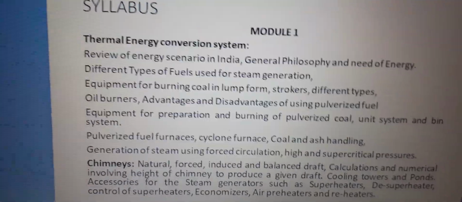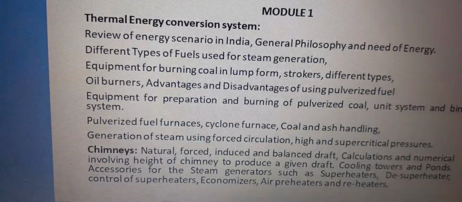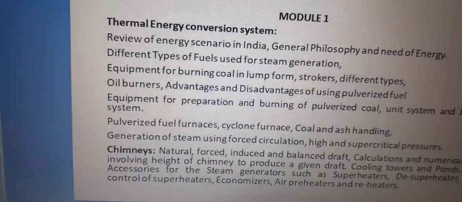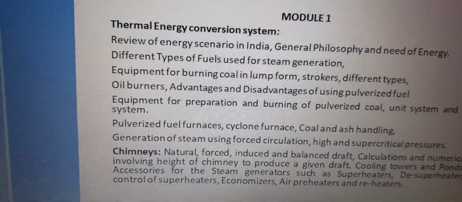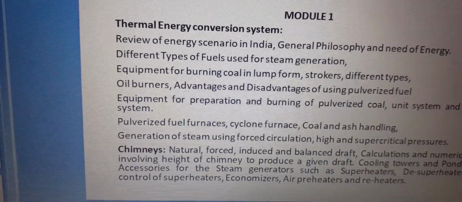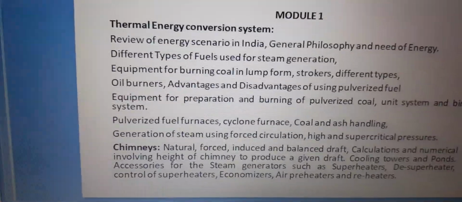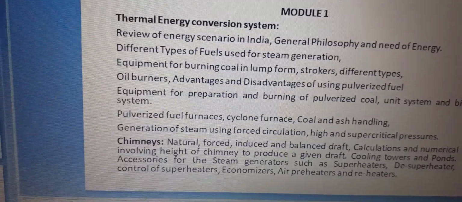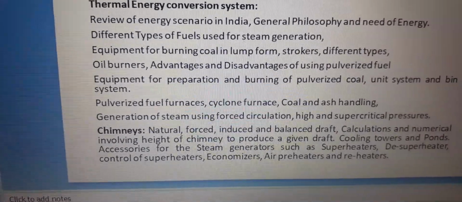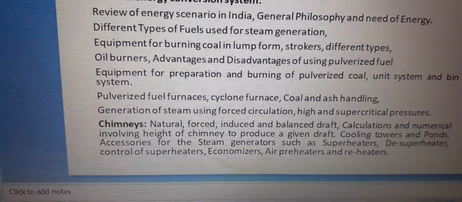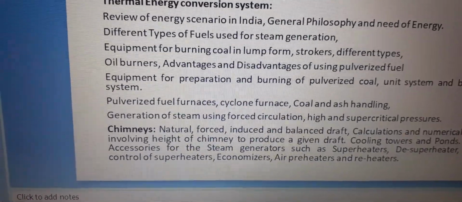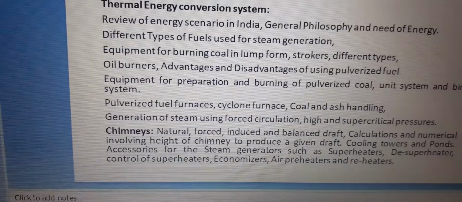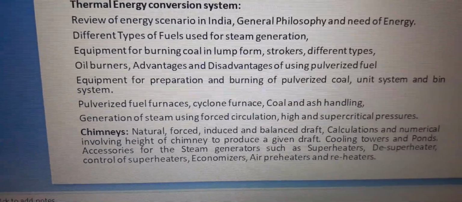The syllabus for energy engineering is Module 1, Thermal Energy Conversion System. In that we'll be discussing the Indian scenario related to energy, and different types of fuels used for steam generation, equipment for burning coal in lump form, strokers, different types of oil burners, advantages and disadvantages of using pulverized fuel, equipment for preparation and burning of pulverized coal, unit system and bin system. Pulverized fuel furnaces, cyclone furnaces, coal and ash handling, and chimney: natural, forced, induced and balanced draft, calculations and numericals involving height of chimney.